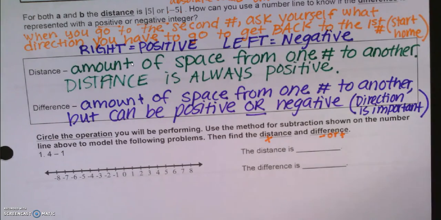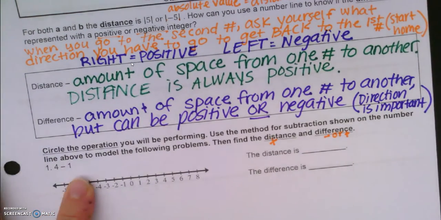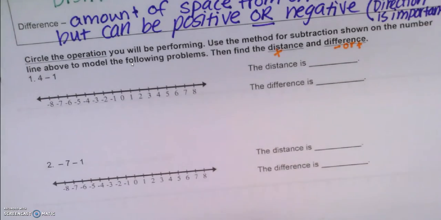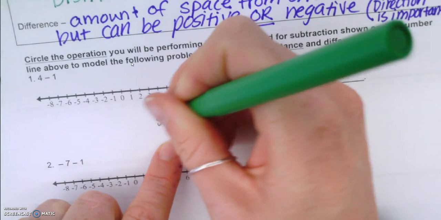So let's take a look at our first problem. Our first problem says 4 take away 1. Where do we start? Our start is always at the first number. So we're going to call that the start.